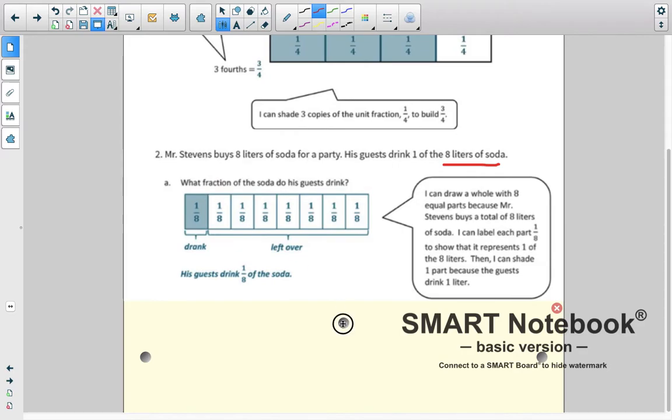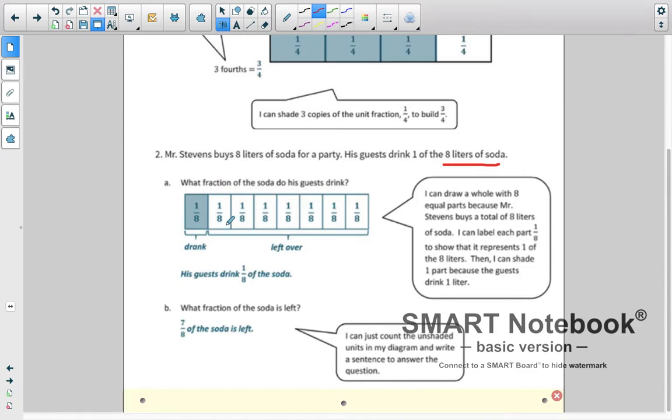Now the next question asks, what fraction of the soda is left over? So this is what was left over. You can see it made a little marker saying, well, this is what's left over. So 1, 2, 3, 4, 5, 6, 7. 7/8 of the soda is left over. You just counted the unshaded parts to find what's left over, and you count the shaded part to find how much they drank.